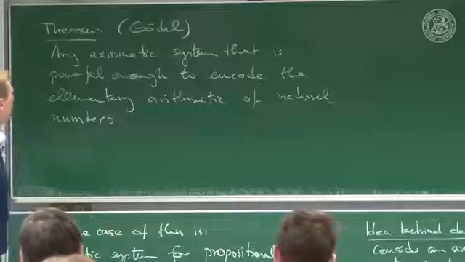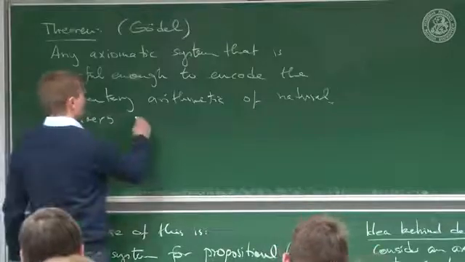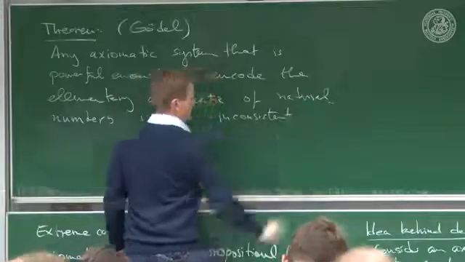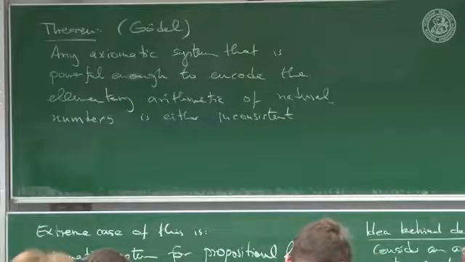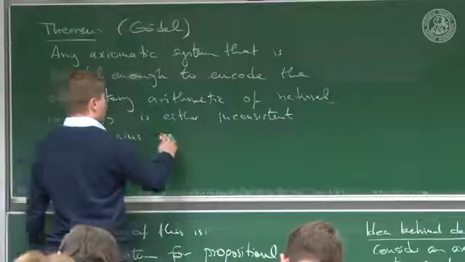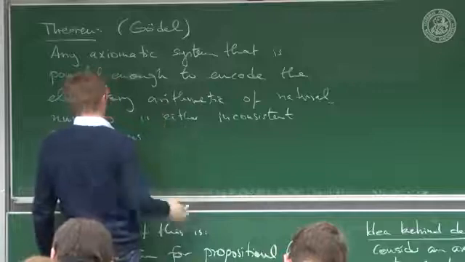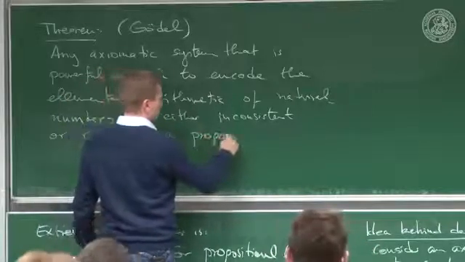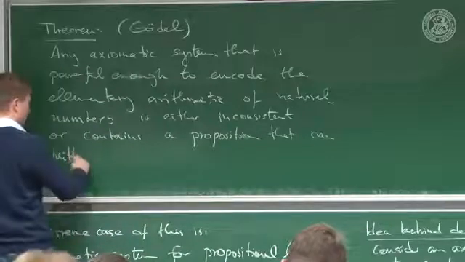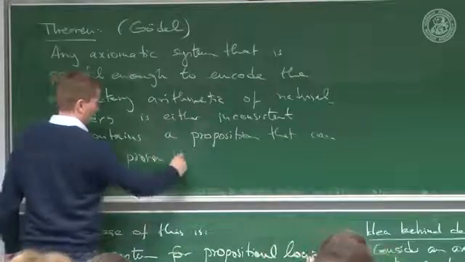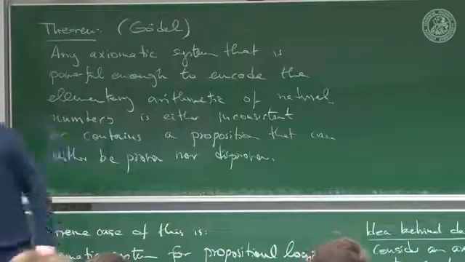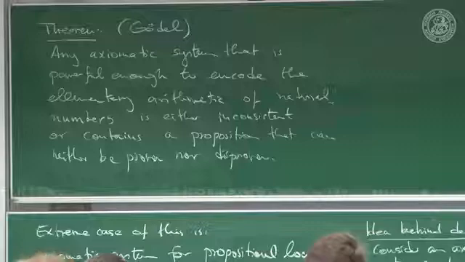But any axiomatic system that's powerful enough to encode the elementary arithmetic of natural numbers is either inconsistent, never mind its successes with the arithmetic of the natural numbers, or contains a proposition that can neither be proven nor disproven. So variants on this formulation are, it contains true statements that cannot be proven.